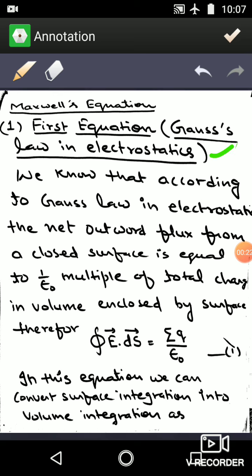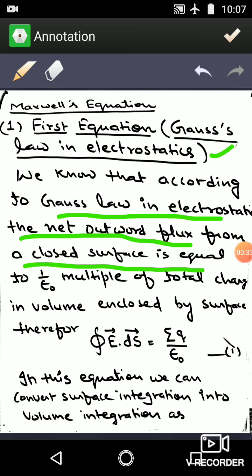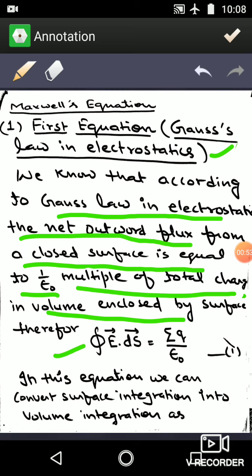Maxwell's first equation is basically Gauss law in electrostatics. We all know that according to Gauss law in electrostatics, the net outward flux from a closed surface is equal to 1 upon epsilon naught times the total charge in the volume enclosed by the surface. Therefore, the surface integration of electric field may be written as total charge divided by epsilon naught. This is Gauss law in electrostatics.